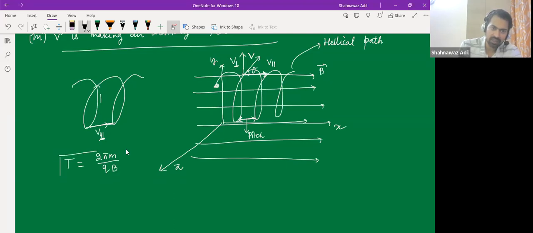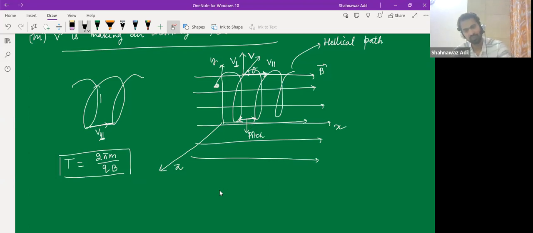Right. This is the time that it takes to reach here. So it started from here, then it completed the circle and it reached here. So this is the time it takes to reach here, t time. And velocity is how much in this direction? What is the velocity in pitch direction? Parallel. Right.